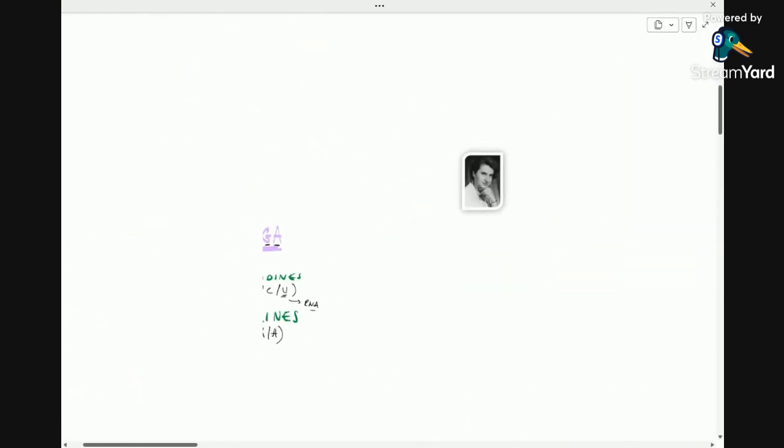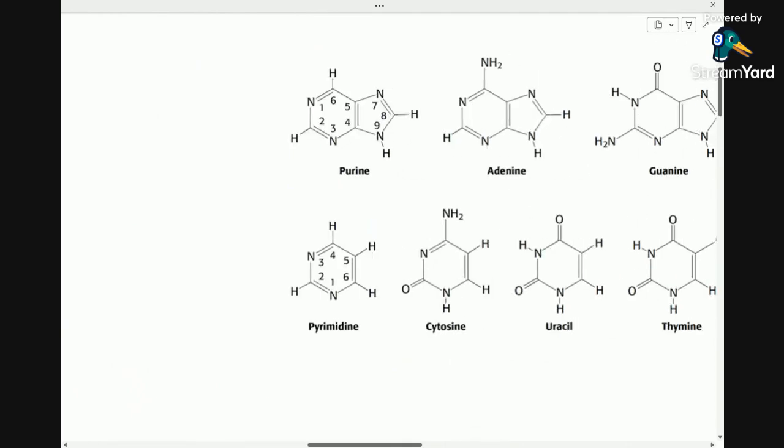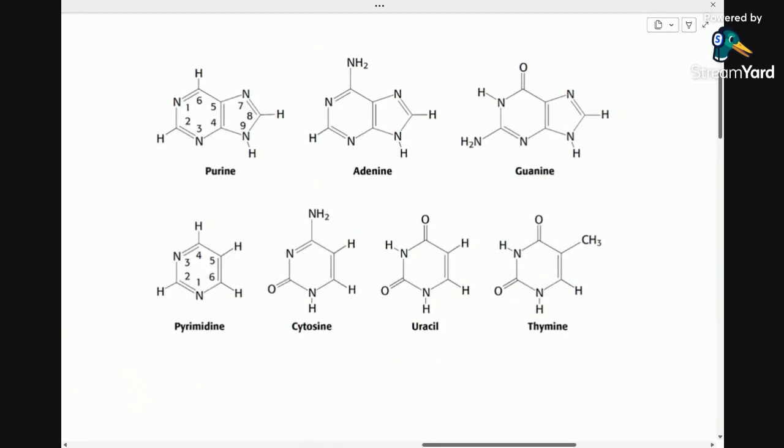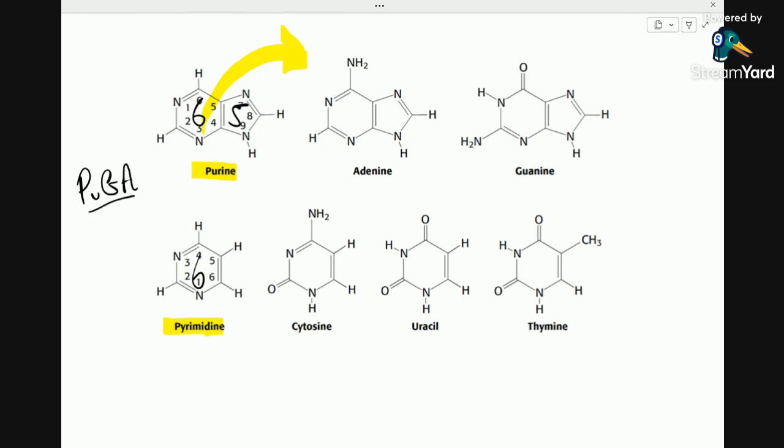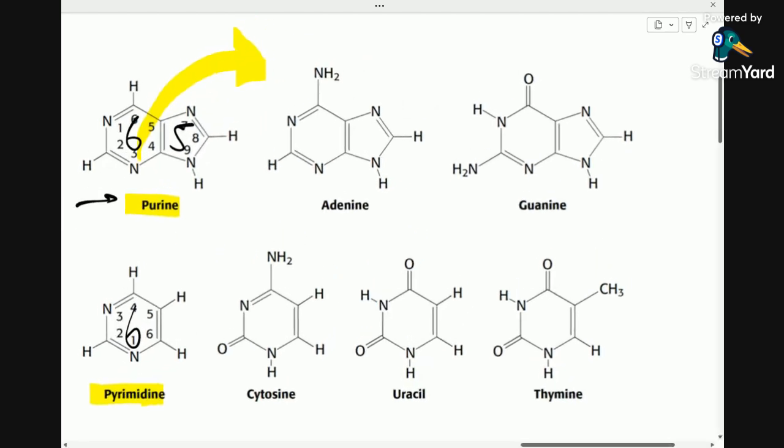So just to zoom into what these look like, here we go. It is worth pointing out again that your purines are the more complicated structure. So here you've got a 6 followed by a 5, and here you've just got a 6. So pyrimidines are the more complicated name, but the more simple structure. And you can see the purines here are G and A. So remember, we remember that by PUGA. Tells us that the purines are G and A, or guanine and adenine. And this is what they look like.